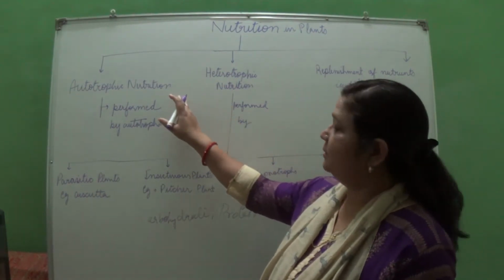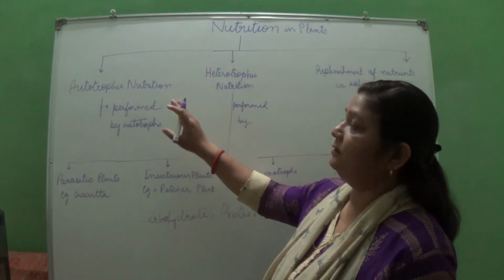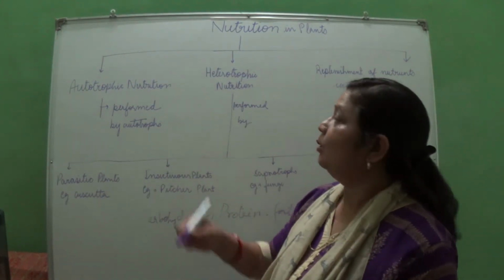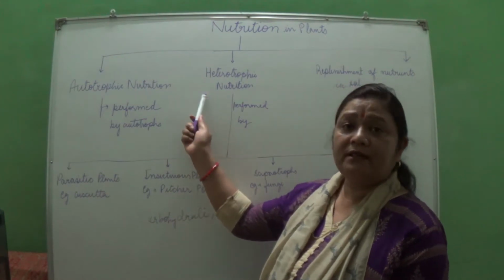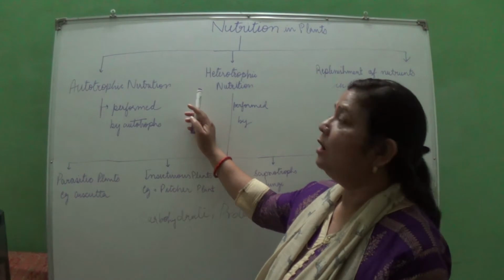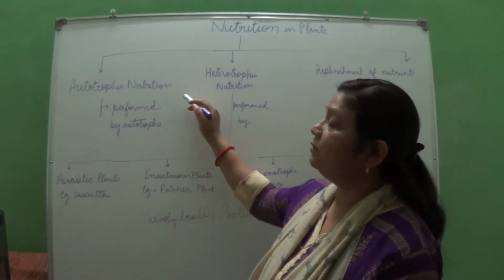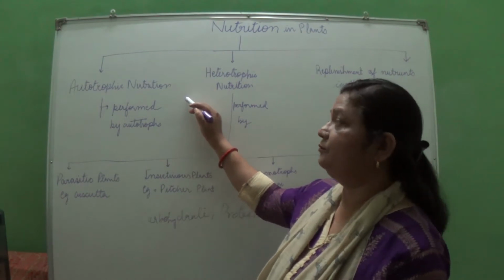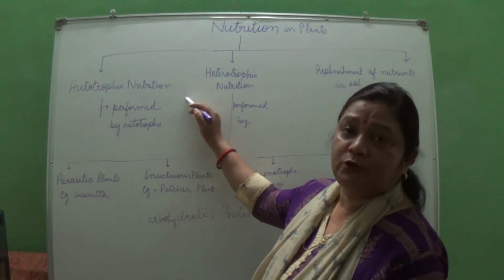When we are talking about autotrophic nutrition, it means they can prepare their own food. How can they prepare their own food? Because these plants have chlorophyll in them. This chlorophyll is the main pigment which is responsible for making their own food by the process of photosynthesis.